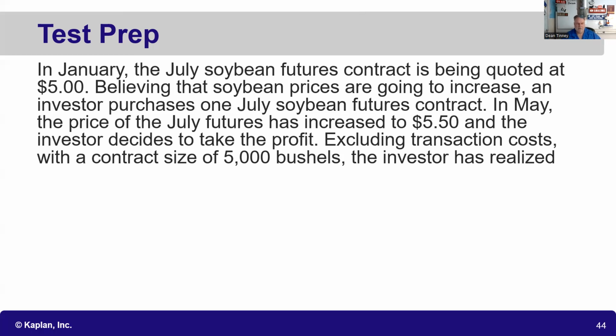All right, well, let's look at this. Again, a key is not to panic. If you didn't know anything about futures contracts, you could still kind of muddle your way through this. In January, the July soybean futures contract is being quoted at $5. Believing soybean prices are going to increase, that means you're bullish. You think the price is going up. So if you think the price is going up, you go long the futures. If you think it's going down, you go short the futures.